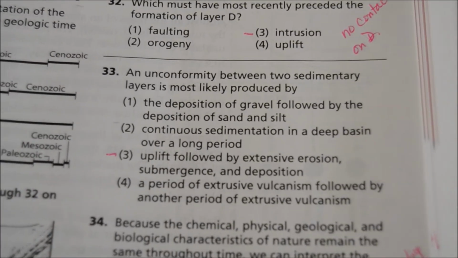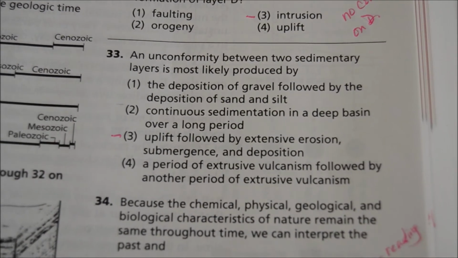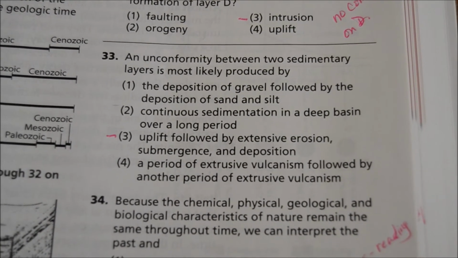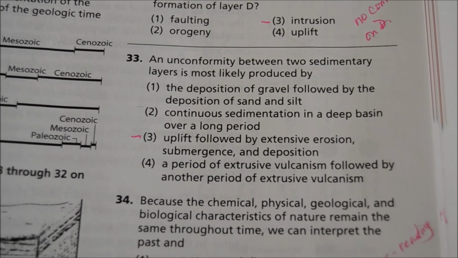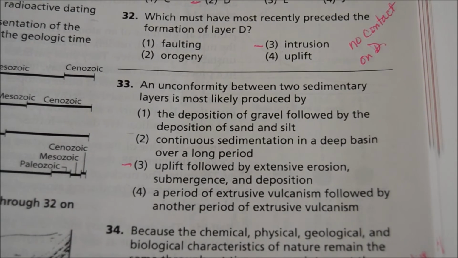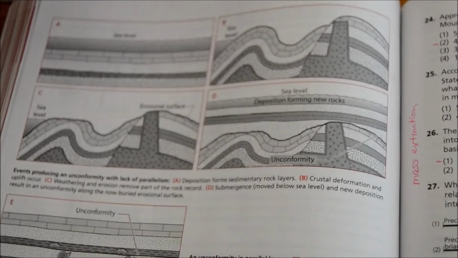Number 33. An unconformity between two sedimentary layers is most likely produced by. I need to bring it to the surface. I need to erode it, submergence, and deposition, which ironically is on page 286 in the diagram right at the top. So remember, unconformity means there's a gap in the rock record.